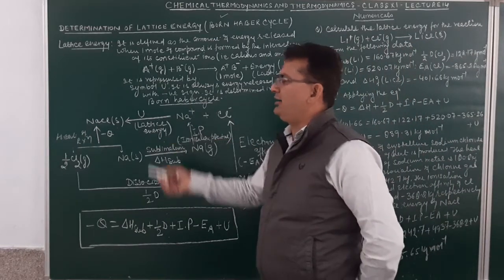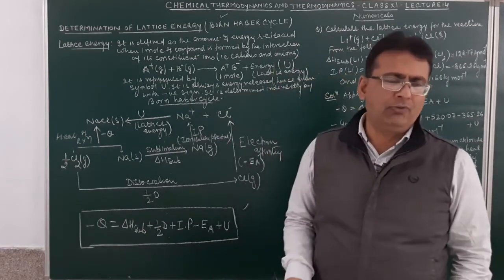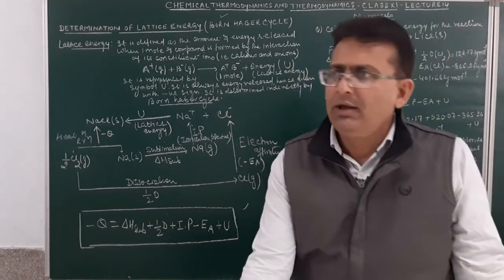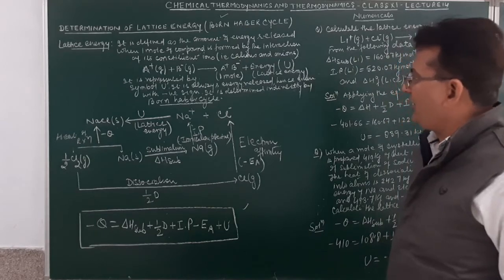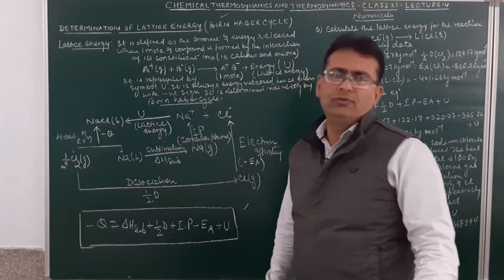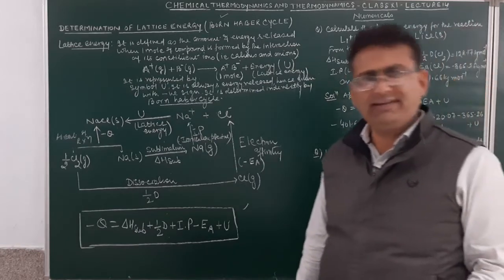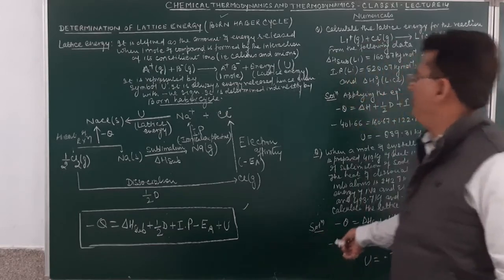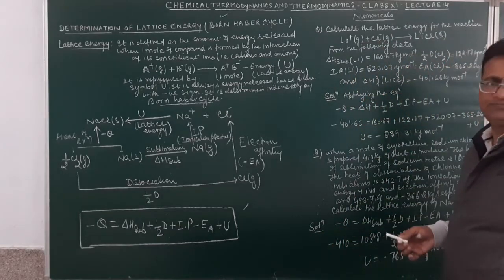Lattice energy is the energy released when 1 mole of a compound is formed by the interaction of its constituent ions. It is not possible to calculate the direct value of a lattice energy, so it is indirectly calculated by the use of a cycle which is known as a Born-Haber cycle. Now, based on this, we will try to do 2 numerical problems.